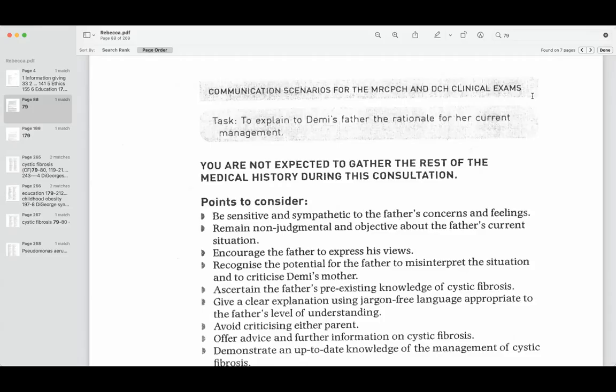Sure, Mr. Haggett. First of all, I would like to tell you that we are taking good care of Demi, and she has a condition for which there are reasons why we are doing this. But before I go into detail of that, I would like to know how much you understand about Demi's diagnosis so that I can build my answers accordingly. Is that okay? Yes, yes, doctor, sure.